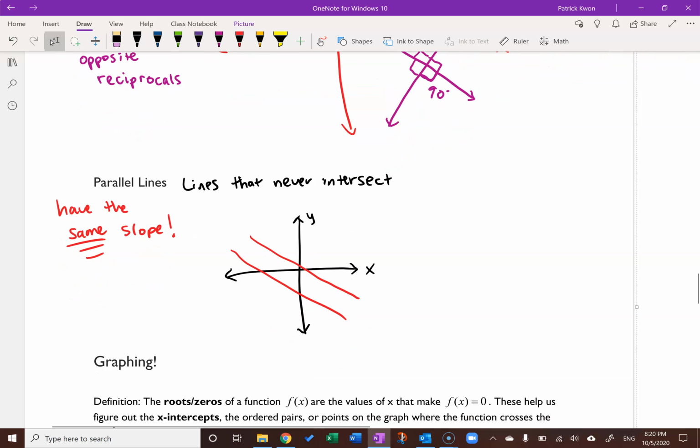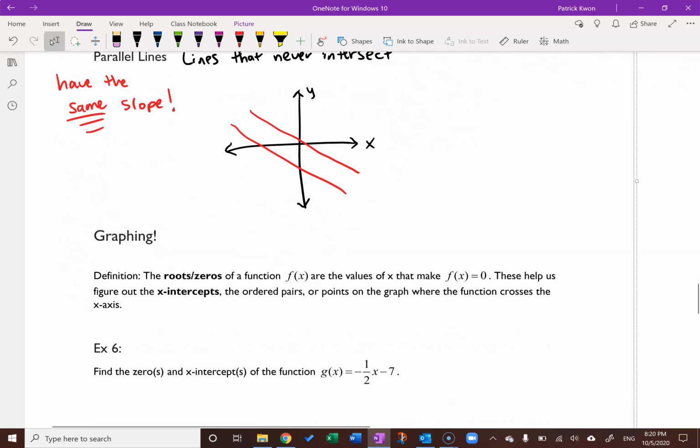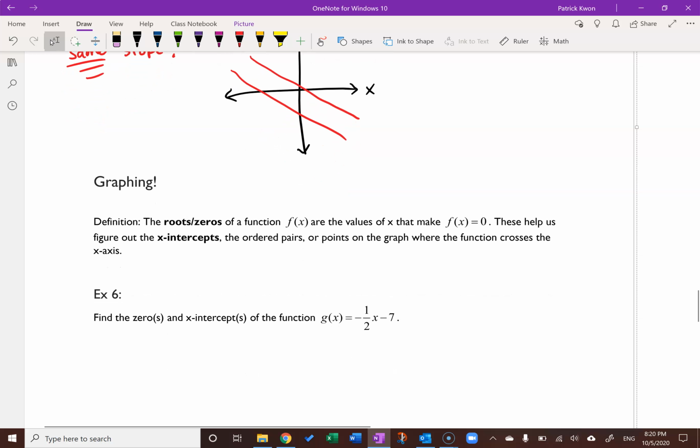All right, we've been talking a lot about lines. Now let's go on to graphing. Although we've talked a little bit about graphing, let's go more into depth about it. So let's start off with this definition.